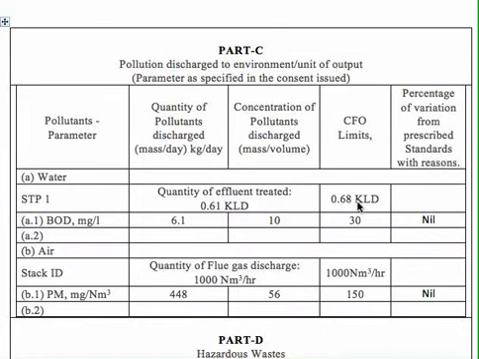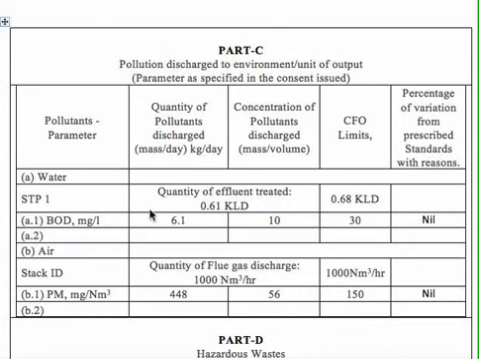Here we are required to provide the respective concentrations. This again can be derived from our consent condition. These two columns should reflect our consent conditions, nothing less than that. Then these are our actual values. These things we can take out from our test certificates and enter here.